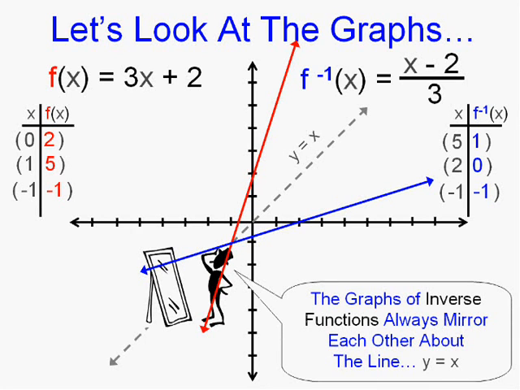So the graphs of inverse functions always mirror each other about the line y equals x, meaning that you could fold your graph over the line y equals x on the dotted line, and they'd fall on top of each other.